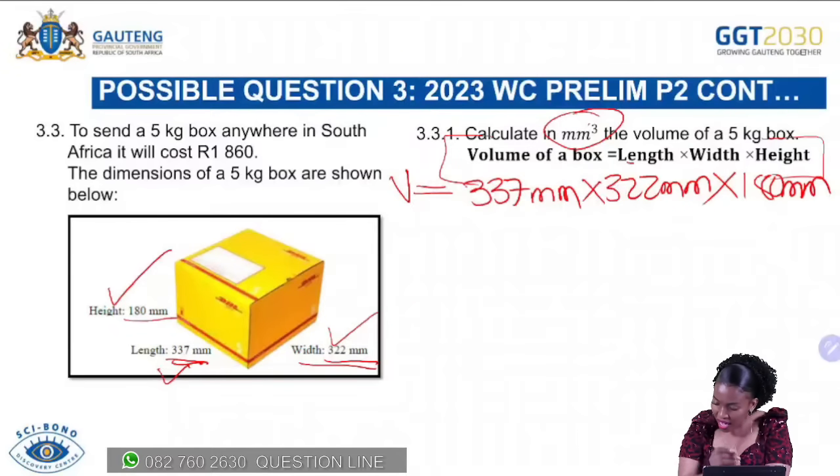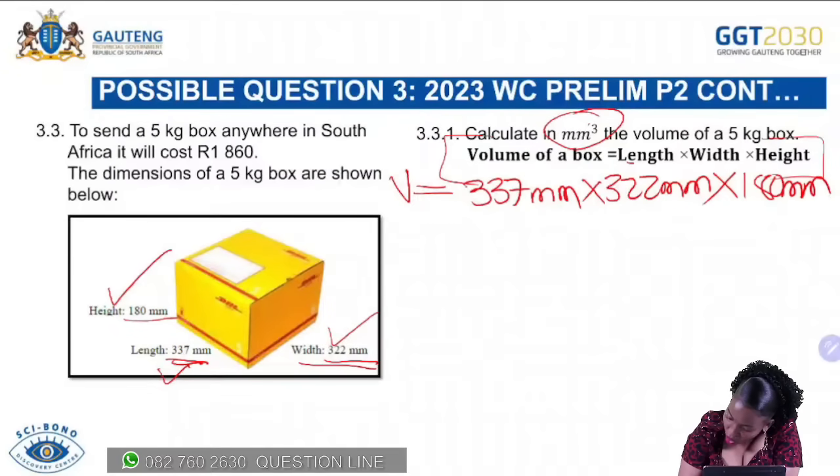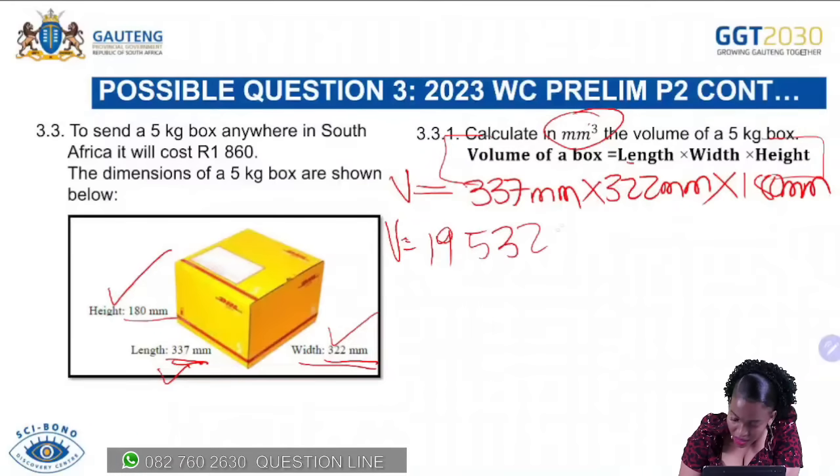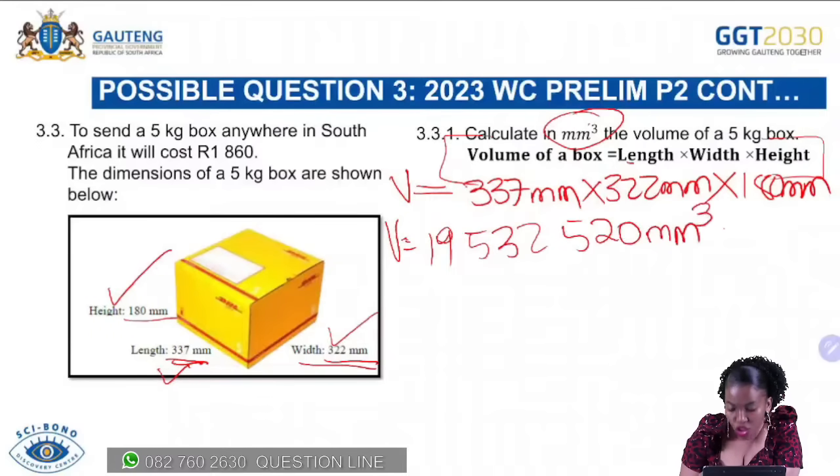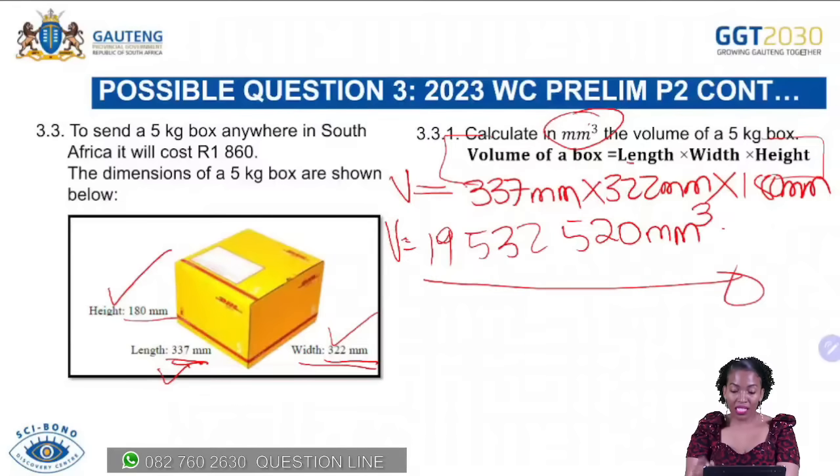And then you punch this in your calculator: 337 multiplied by 322 multiplied by 118, and then it gives me the answer of 19 million. Volume equals 19,532,520 millimeters cubed. That's it. That is the answer. You've got your full marks. If it's for 2 marks, you've got your 2 marks. If it's 3 marks, you've got your 3 marks.